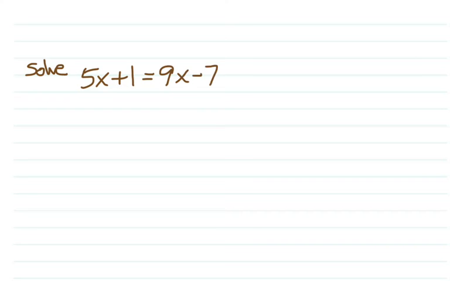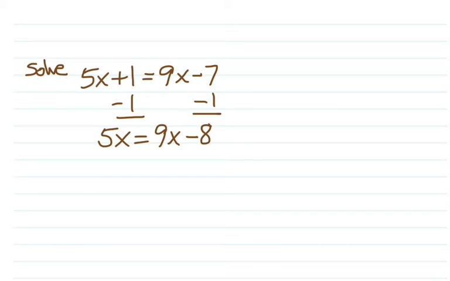Another example. Again, I could start by subtracting 5x from both sides. I could start by subtracting 1 from both sides. I could start by subtracting 9x from both sides, or I could start by adding 7 to both sides. Any one of those four things would get me the same answer. I'm just going to happen in this time to subtract the 1. Last time I moved the x, this time I'm going to move the constant. So I'm going to subtract 1 so that on the left I'm left with just 5x. On the right I still have my 9x, but now I have a negative 8, or minus 8.